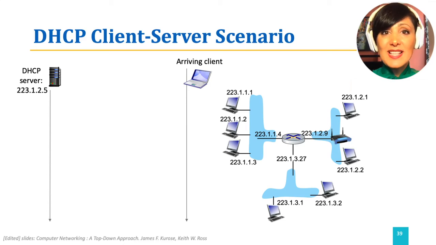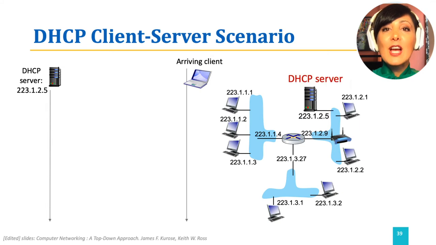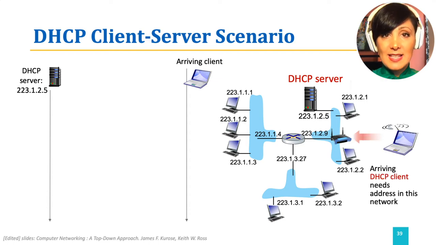Let's see this process together with an example. Suppose we have a network with 3 subnets. There is a DHCP server for the subnet 223.1.2.0/24 network, which is on the address 223.1.2.5. A new laptop arrives at the subnet.